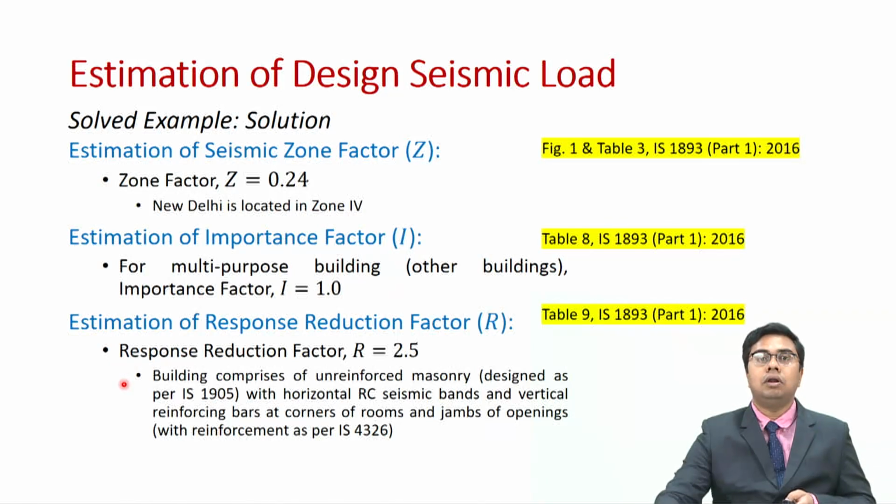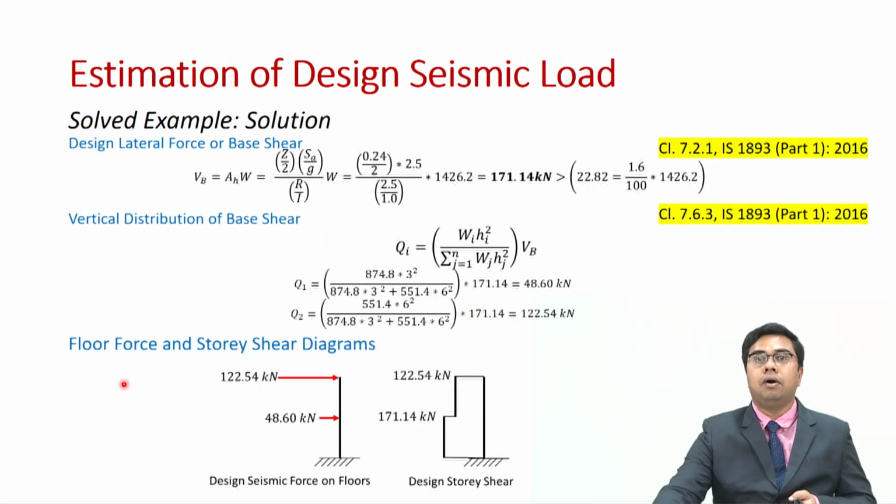So now we have all these factors known to us. We will estimate the design seismic load or the design base shear as VB equals Ah into W, which is equal to Z by 2 times Sa by g times W divided by R by I.